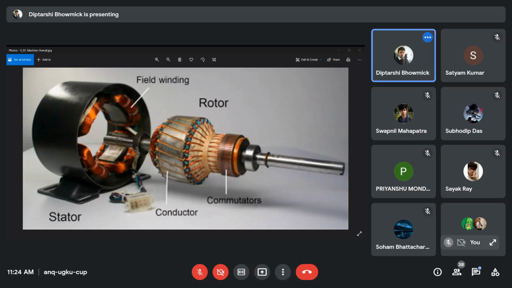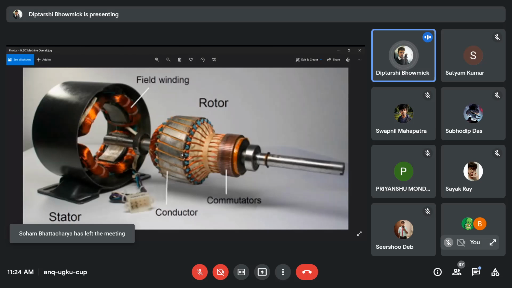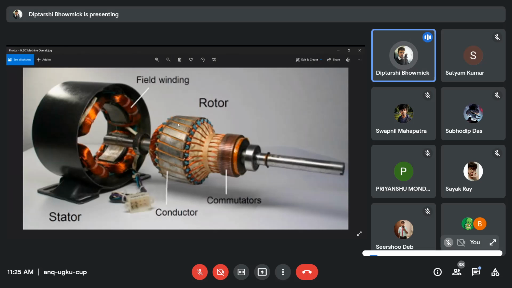Now come to the armature. You can see the picture over here that I am presenting. So what is the armature? I don't know whether you can see the cursor or not. The pen is also not working, so you have to follow by the cursor. If you can see the cursor, this is the armature.